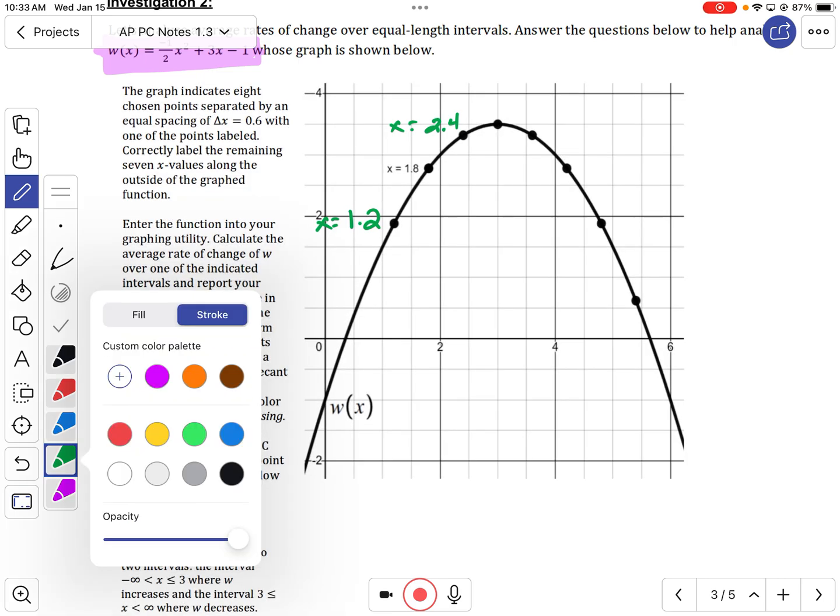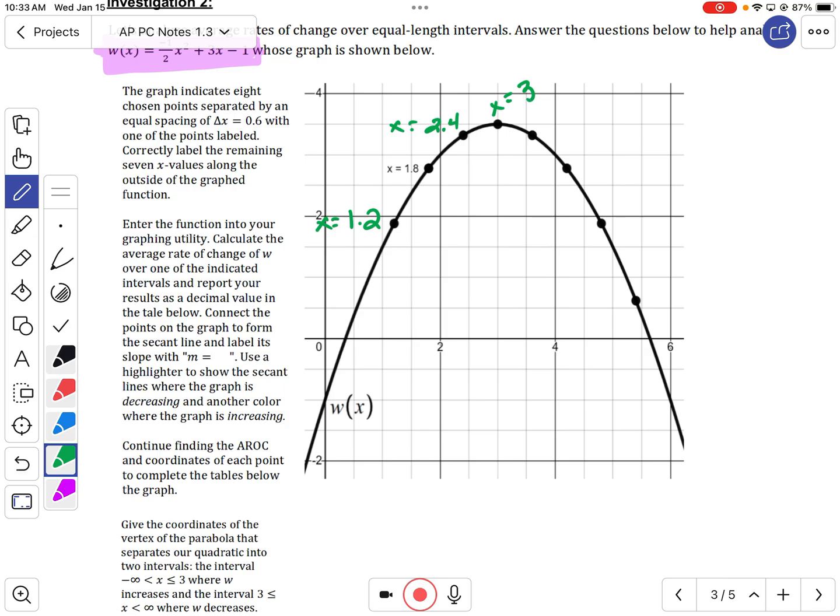Is there an extra box at the end? Yes. Okay, so you're going to take this number and subtract it. It goes right there.